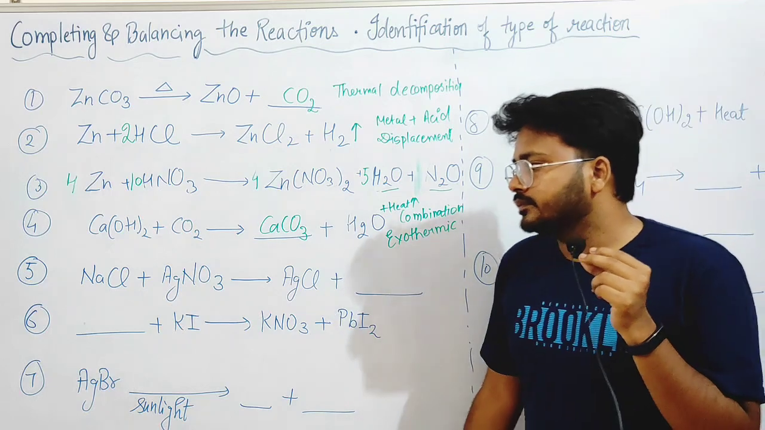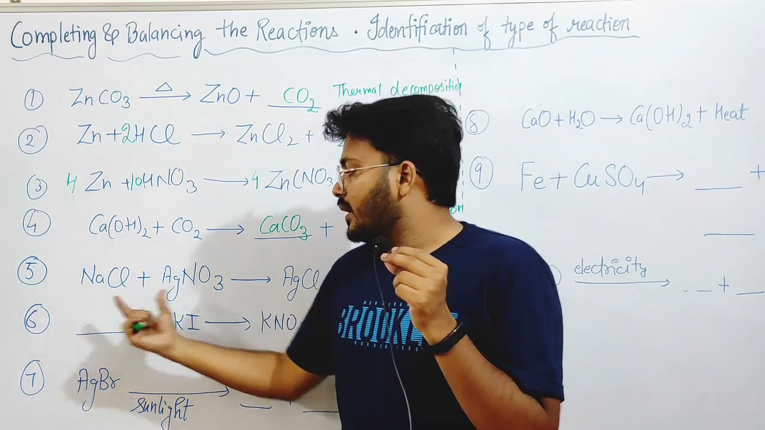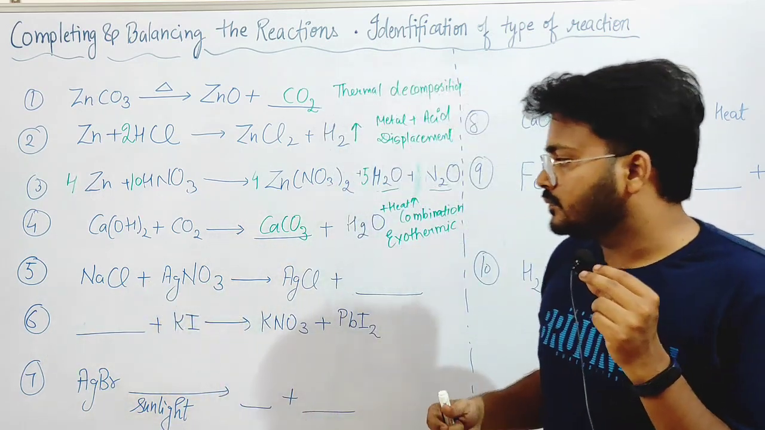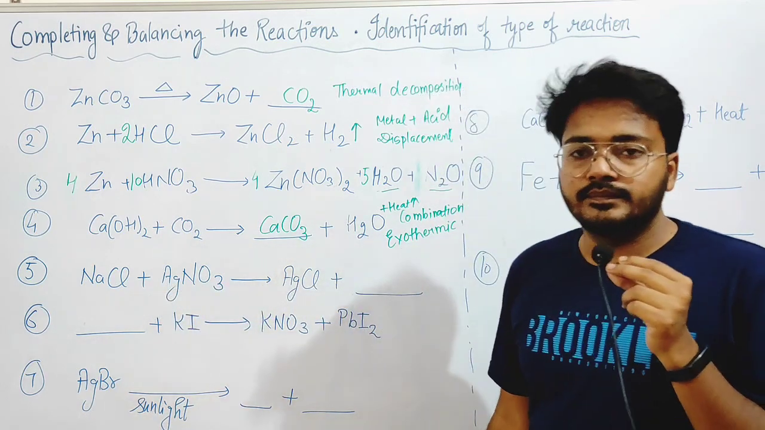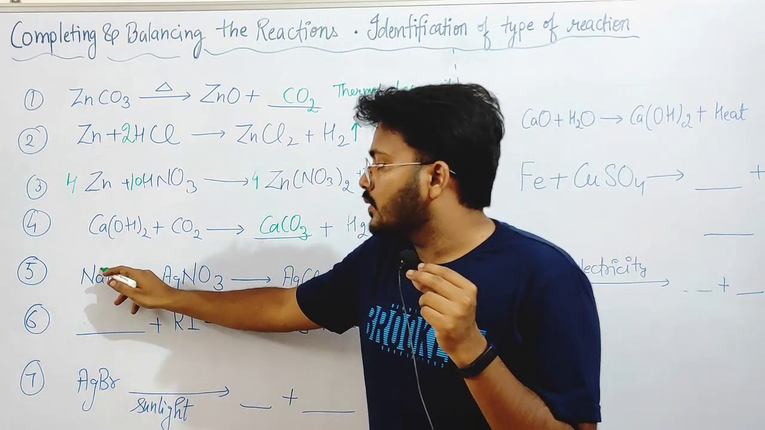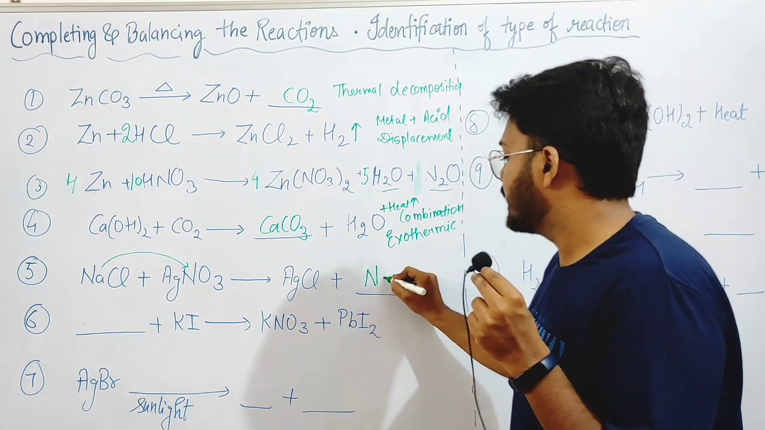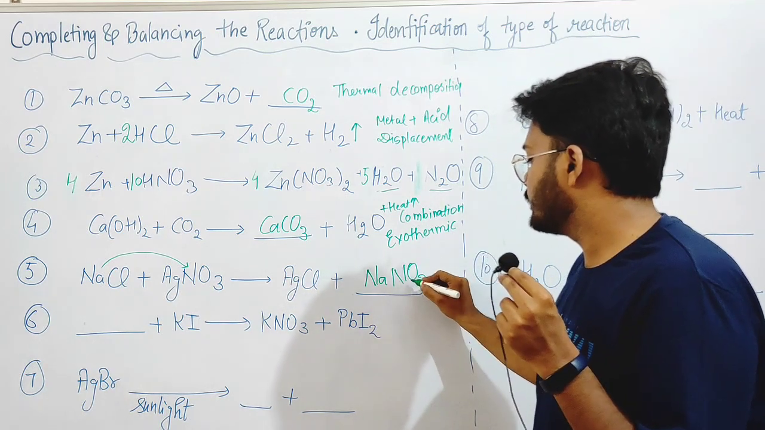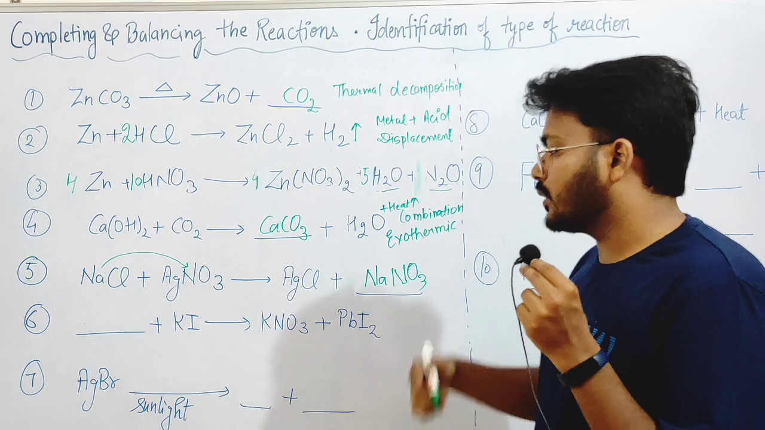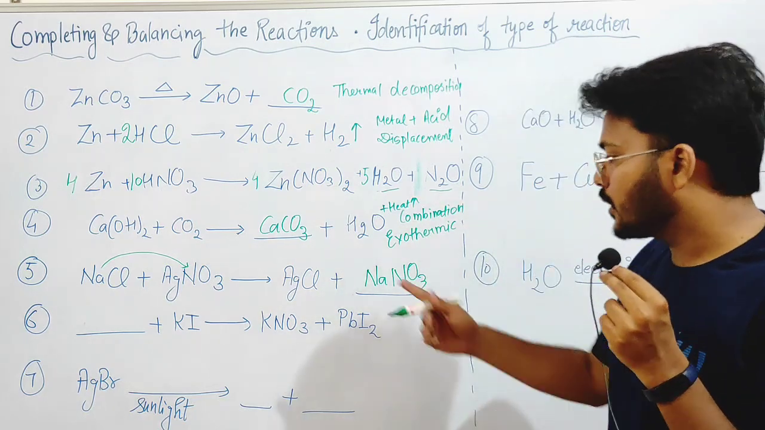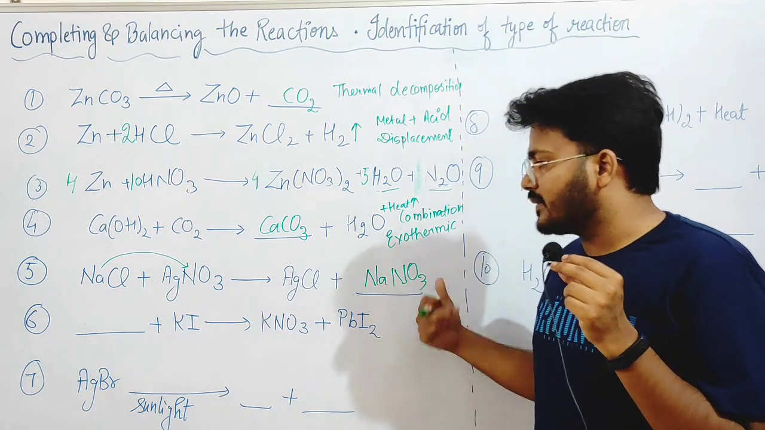Now the fifth equation, NaCl plus AgNO3, sodium chloride plus silver nitrate. Now you can see that the silver is combined with chlorine here, and sodium should combine with nitrate to form sodium nitrate. First of all, let's balance the reaction. Sodium on both sides is equal in number. Chlorine equal, silver equal, nitrate also equal. So this is a balanced reaction.